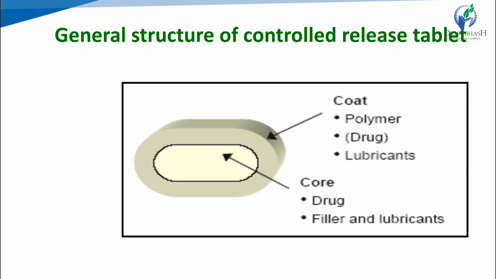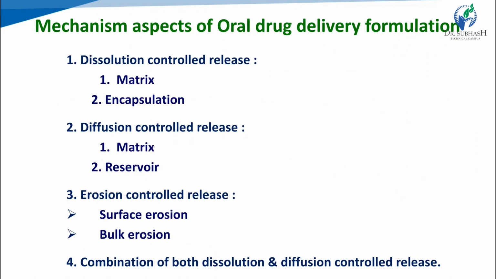The next topic is the general structure of controlled release. The core part contains the drug and the additives or excipients, like fillers and lubricants, the general tablet ingredients that we use in the core part. After that comes the outer layer, the coating material. The coat is made up of polymers; we can also add drug and lubricant, but the major part is polymer.